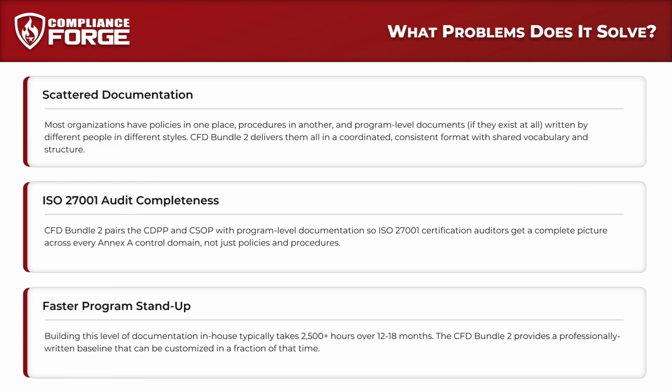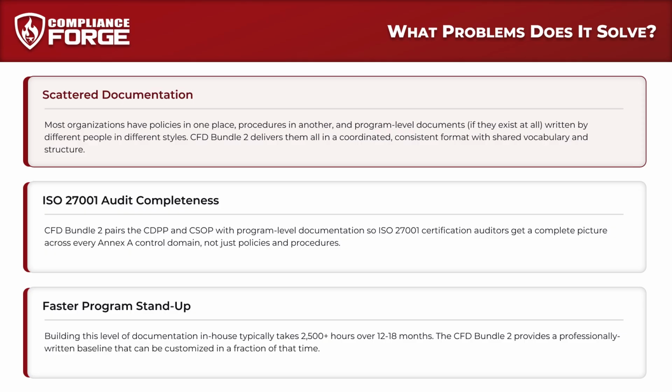Organizations pursuing certification or aligning with the standard quickly run into a problem. Policies and procedures alone are not enough. Certification auditors, customer security reviews, and third-party risk management evaluations ask about risk management, incident response, vulnerability management, business continuity, and supply chain. The first problem is scattered documentation. Most organizations have policies in one place, procedures in another, and program-level documents, if they exist at all, written by different people in different styles. This bundle delivers them all in a coordinated, consistent format.